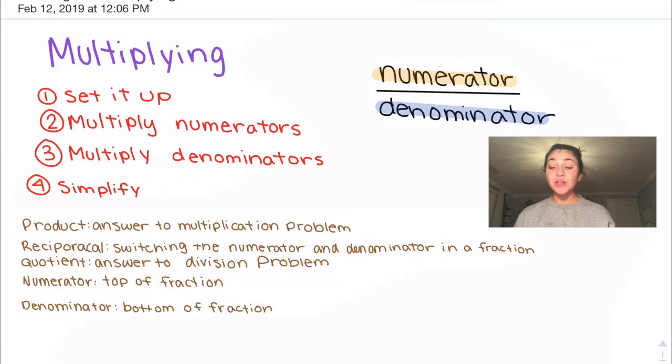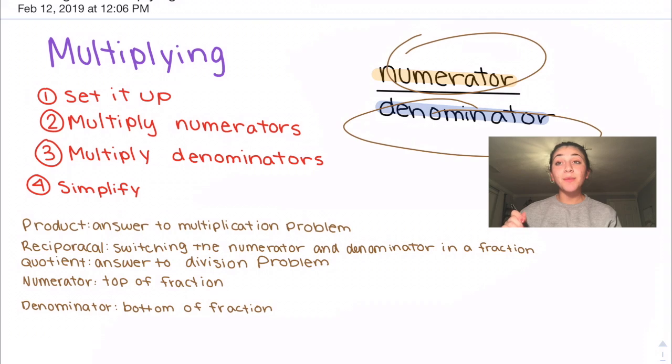So before we start, we should know that the product is the answer to a multiplication problem. The reciprocal of a fraction is switching the numerator and the denominator. The quotient is the answer to a division problem. The numerator is the top of the fraction, and the denominator is the bottom of the fraction.